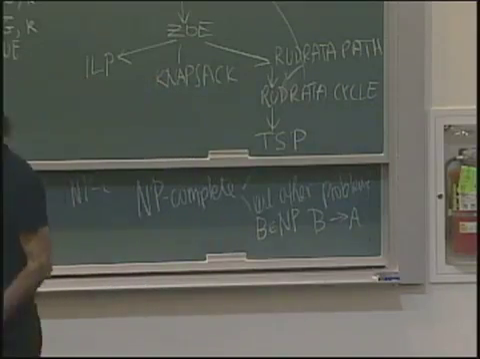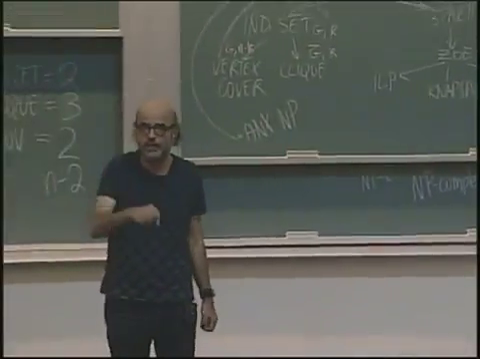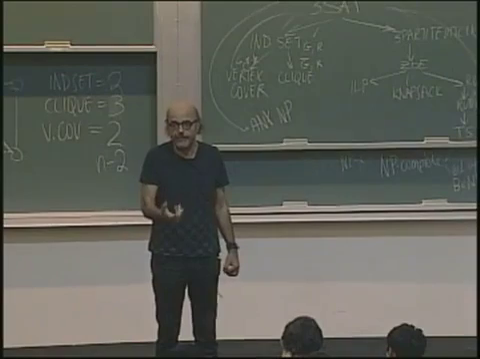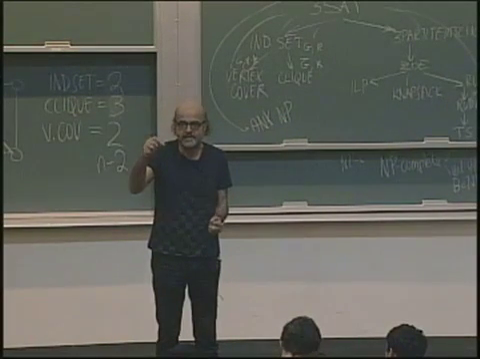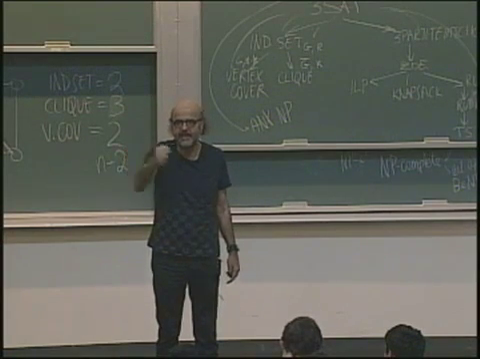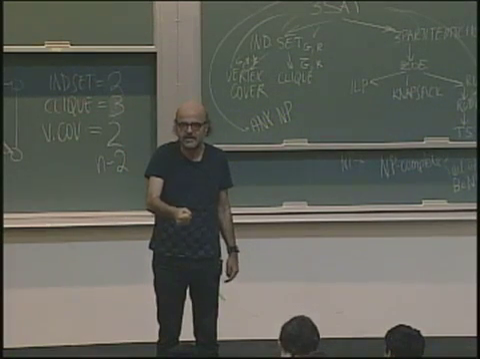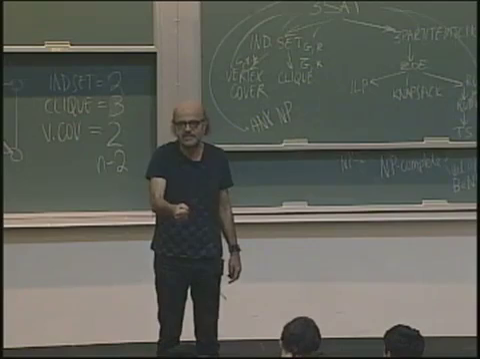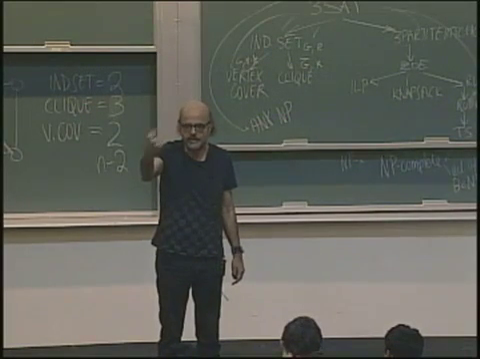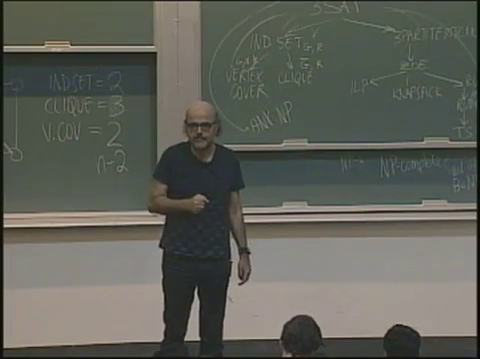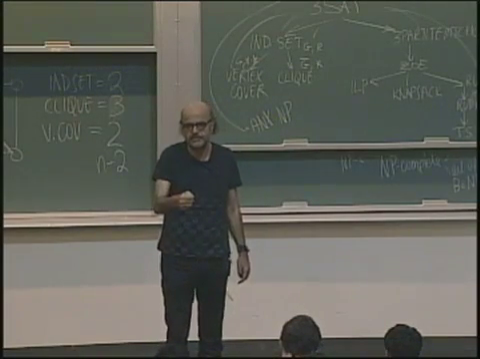Let's see how. The best vertex cover means the smallest vertex cover. The best independent set means the largest independent set. Since one is n minus k and the other is k, maximizing k is the same as minimizing n minus k, right? Is it clear? The smallest will be largest.